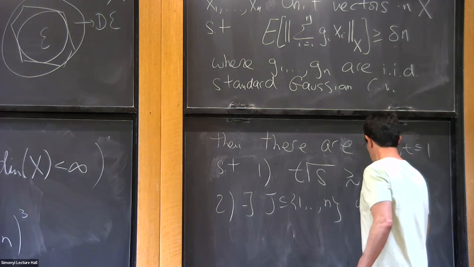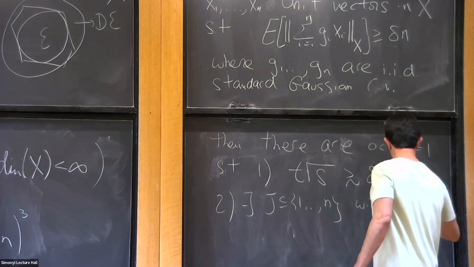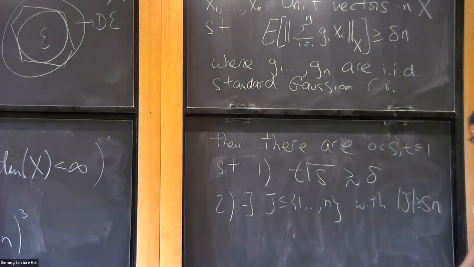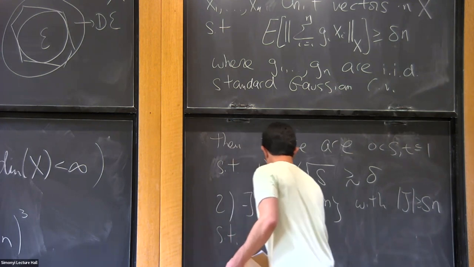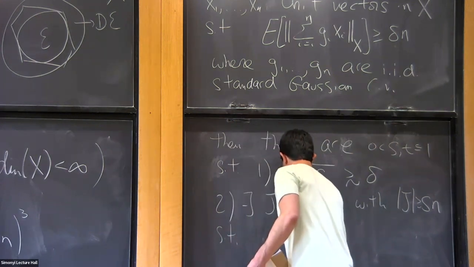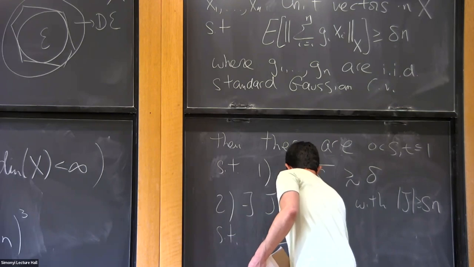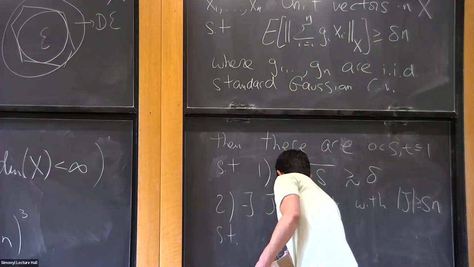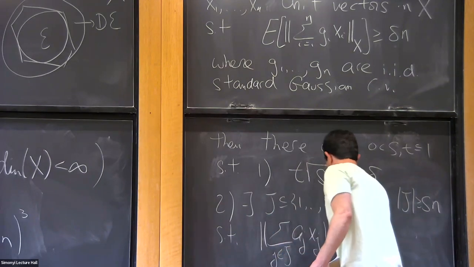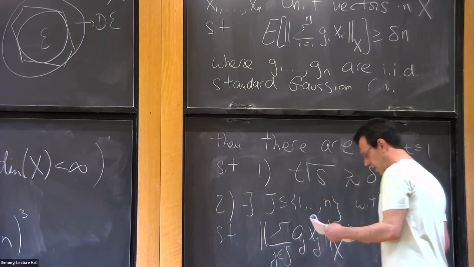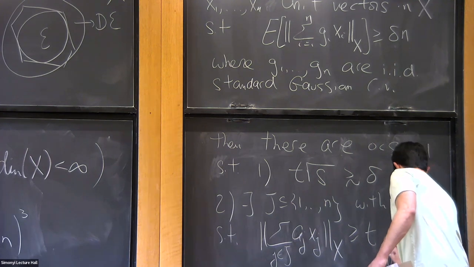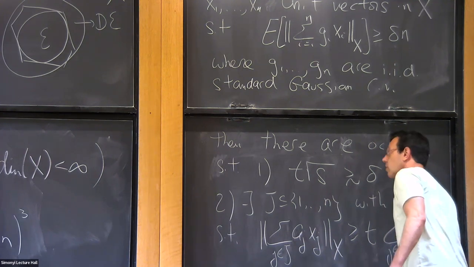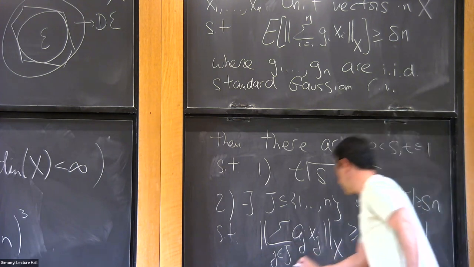With at least S times n elements, so you can have a subset of these indices such that if you sum aj xj only on the subset and you compute the norm, that's at least T times the sum of the absolute values of aj. This is for everything.